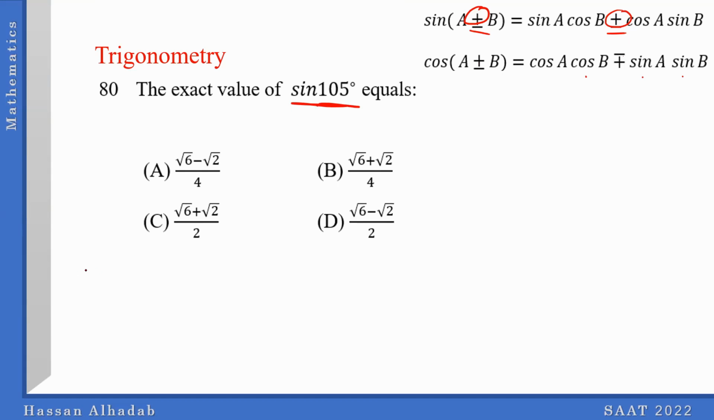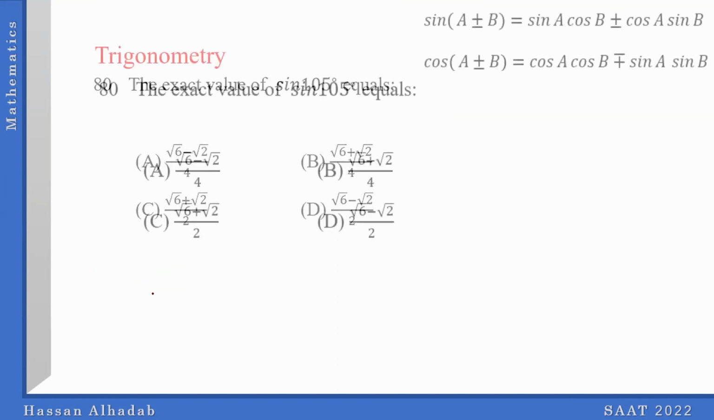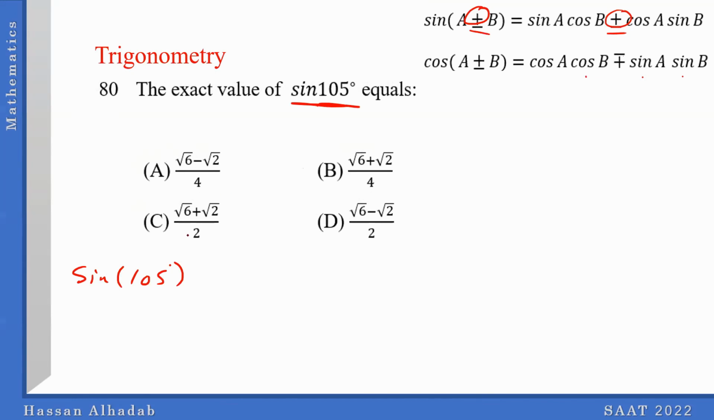So they want you to find sine 105. So the idea, you have to change sine 105 to some famous angles. So what are the famous angles? You already know their measurement, and their sum is 105.